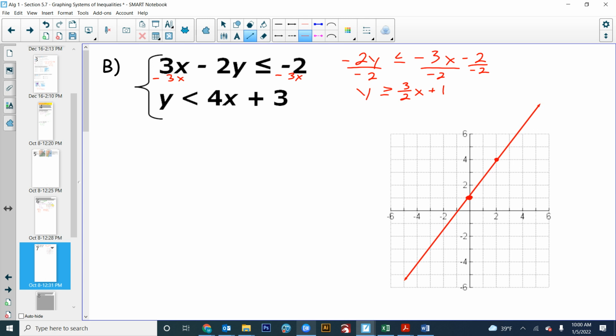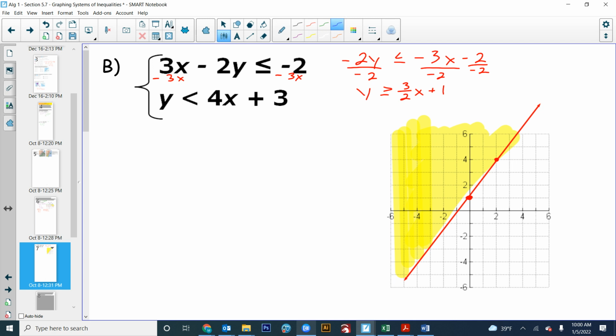Now, am I going to shade above or below that red line? I'm going to take the time to shade it right now so the other line doesn't confuse me. We switched the sign because we divided by a negative. So shade above, above, above. Everybody good? Now let's do the bottom.